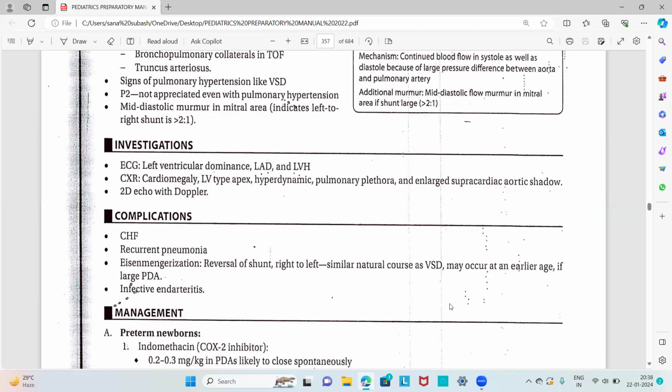So if there is one major or two minor criteria, that is indicative of the presence of congenital heart disease. So that is about the Nadas criteria for congenital heart disease. That is all regarding this CVS chapter.